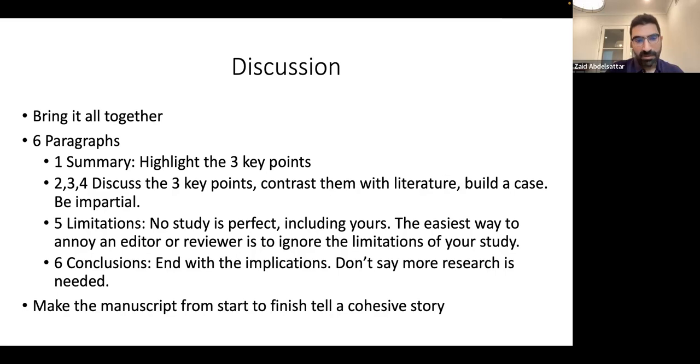And the easiest way to annoy an editor or reviewer is if you ignore the limitations of your study. Sometimes you have this great paper and they send it in and they don't even discuss any limitations. That immediately, almost always, unless the topic is super hot, gets thrown out in the triage process. So they wouldn't even send it out for review. The editor will just be like, there's no limitation section, we're not even going to look through this. So there have to be limitations.